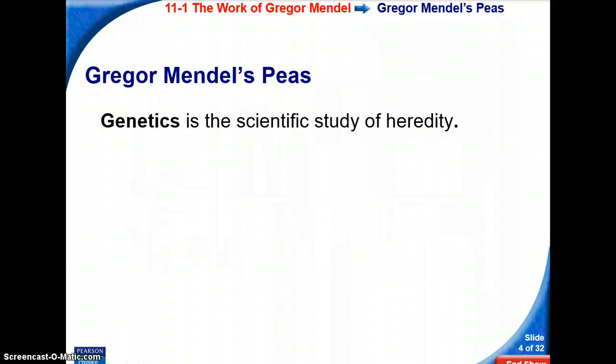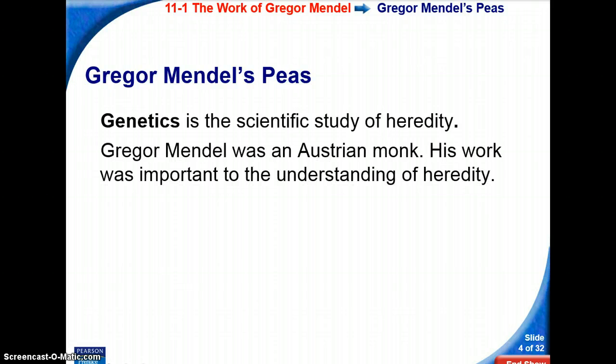And on we go. So Gregor Mendel's peas, okay. This guy named Gregor Mendel, he knew that what we now call genetics is the scientific study of heredity. And he started out as a monk in Austria. So he was an Austrian monk, and his work was extremely important to the understanding of heredity and how it works.